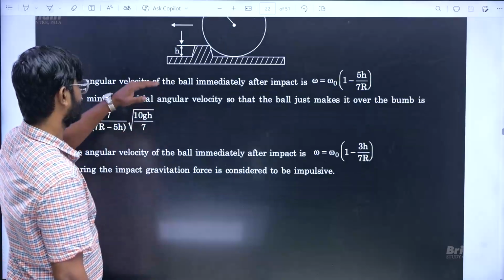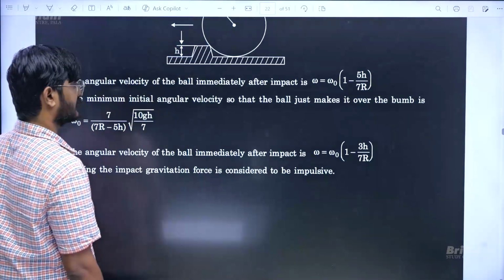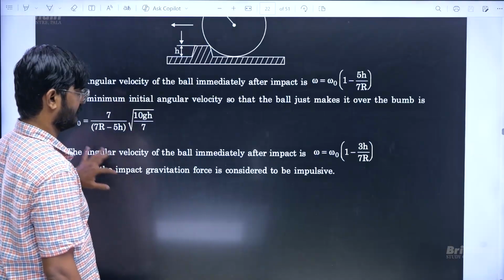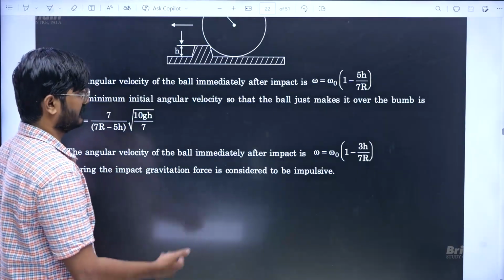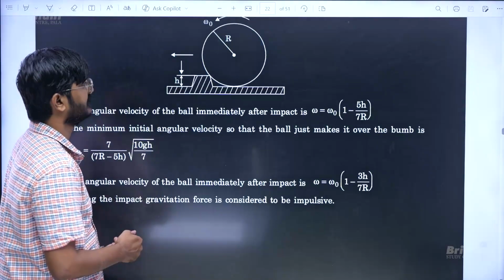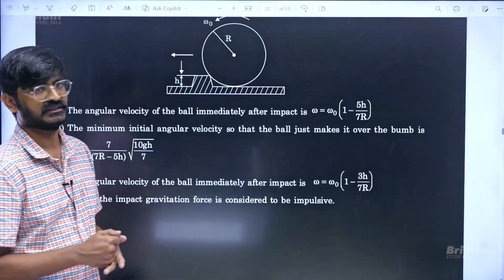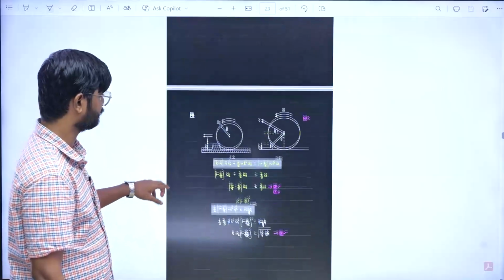So you need to calculate what is the angular velocity and what is the minimum angular velocity such that it can climb. Only during impact, is gravitational force considered to be impulsive? No, gravitational force is a finite force. Any finite force acting for a small amount of time is not going to change the momentum or angular momentum of the system significantly. So gravitational force is non-impulsive.